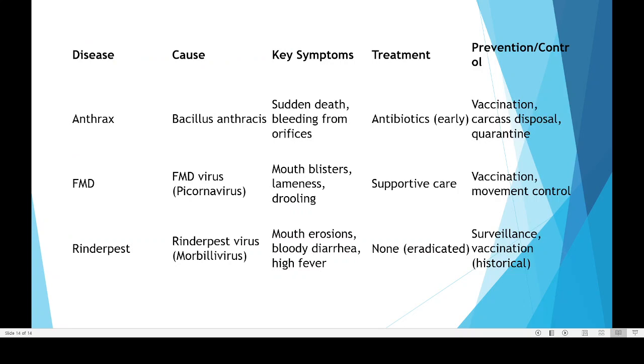So here you can see a comparison. There are three known diseases. Anthrax is caused by Bacillus anthracis. In case of anthrax, we can have antibiotic treatment. Whereas foot and mouth disease is caused by the FMD virus, a picornavirus. Here you can see mouth blisters and lameness are the main symptoms. Rinderpest is caused by the rinderpest virus, a morbillivirus, and here you can see it has been eradicated. So presently the only major disease out of these three is foot and mouth disease. So this is an idea regarding different types of diseases.